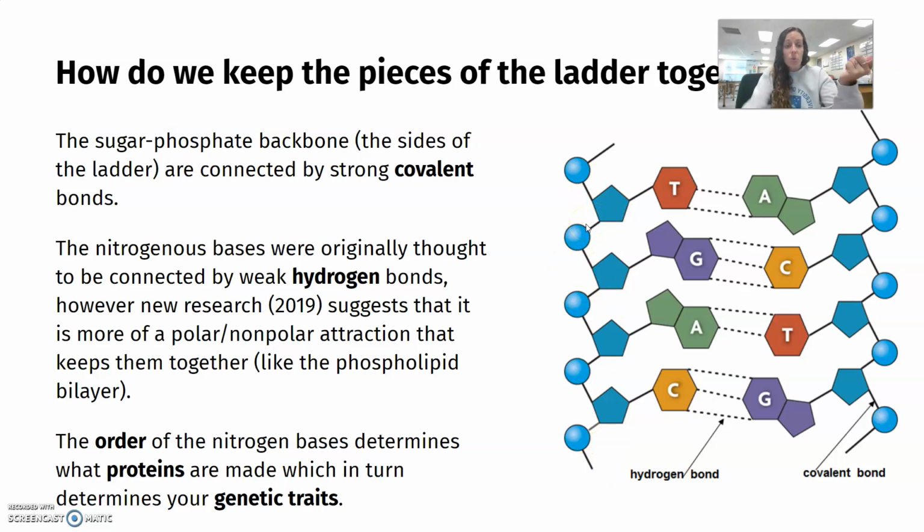Now, the really cool thing about this is the order of these nitrogen bases determines what proteins are made and therefore determines your genetic traits. So let's say, for example, these were the genes that you needed for your eye color. So maybe TGAC is the order, the DNA sequence for brown colored eyes. And then maybe TCTC is the order for nitrogenous bases to make green colored eyes. So depending on the order of the nucleotides influences our genes and how they are expressed.